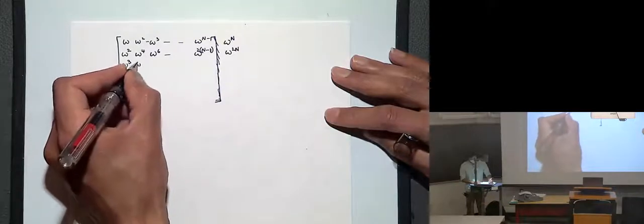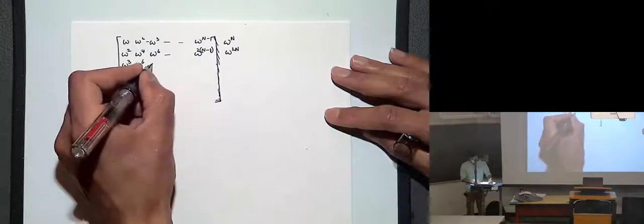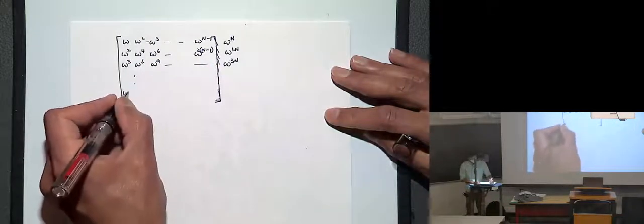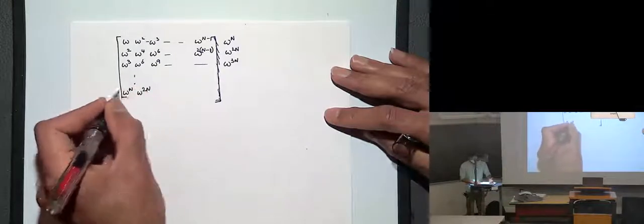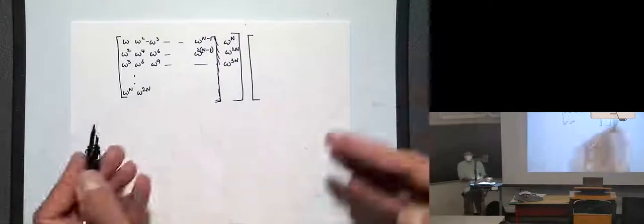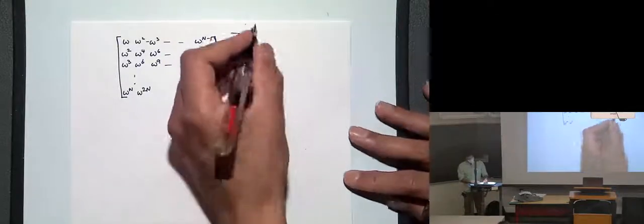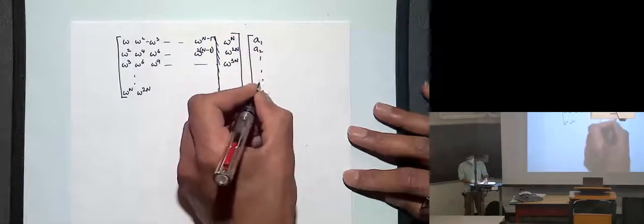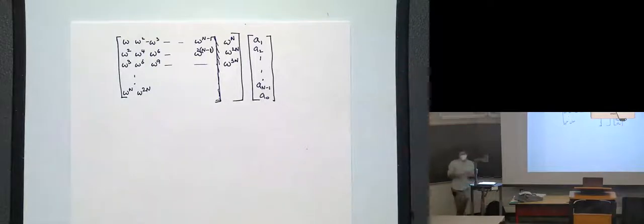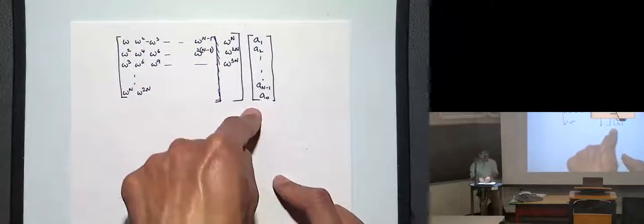Omega cubed, omega to the 6, omega to the 9, all the way to omega to the n, omega to the 2n. All of these are just 1. And I'm actually multiplying this by the coefficient vector. Because I've moved the columns around a bit, technically a_0 goes here, and this is a_1, a_2, up to a_{n-1}. This is going to be unimportant. We can move the columns and rows around as long as we're consistent, right? So it's all about just multiplying this matrix with this vector.